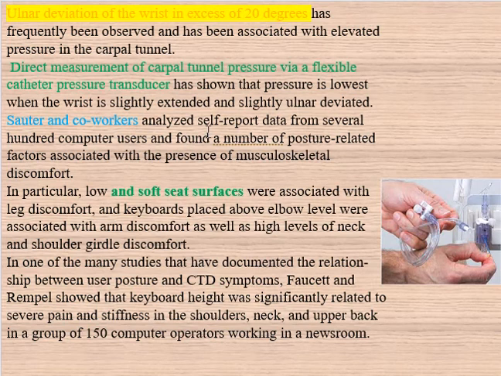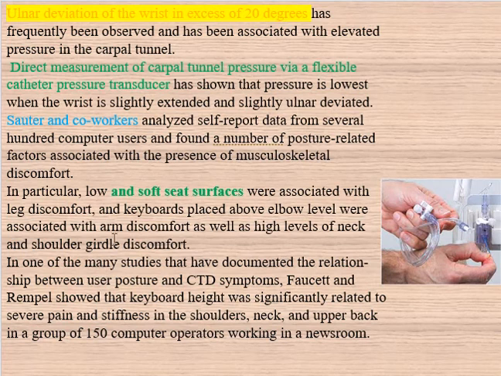Then Sauter and coworkers analyzed self-report data from 700 computer users and found a number of posture-related factors associated with the presence of musculoskeletal discomfort. In particular, low and soft seat surfaces were associated with leg discomfort, and keyboards placed above the elbow level were associated with arm discomfort as well as high levels of neck and shoulder girdle discomfort.